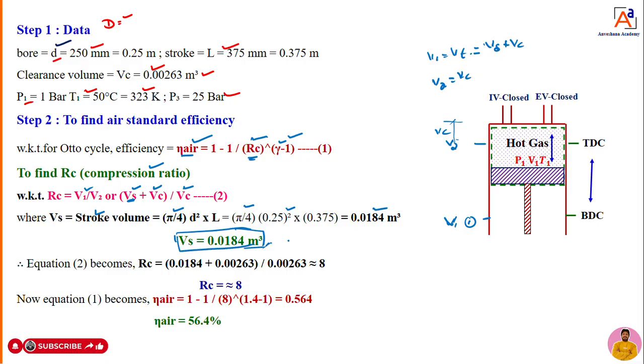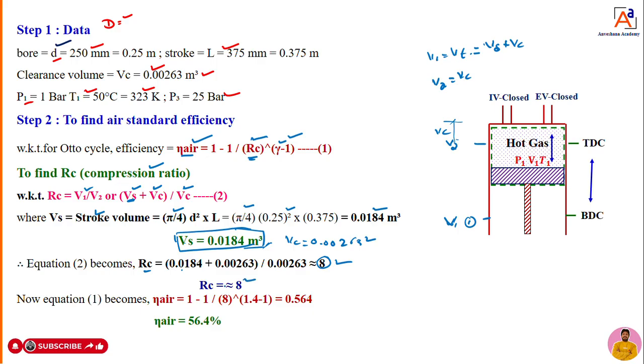Once we know the stroke volume, Vc is already given in the problem, that is 0.00263 meter cube. Once we know the values of Vs and Vc, we can easily calculate the air standard efficiency. So now calculate the RC value. RC is equal to Vs plus Vc divided by Vc. So Vs is 0.0184 plus 0.00263, divided by 0.00263. Then what will we get? RC is equal to 8 actually. So the compression ratio for the Otto cycle per the given data is 8.